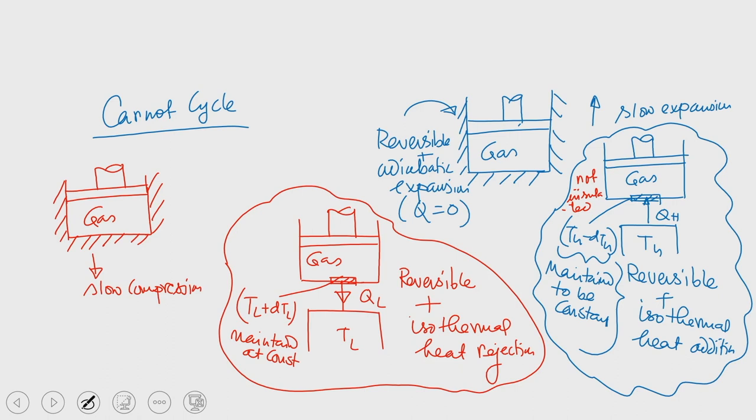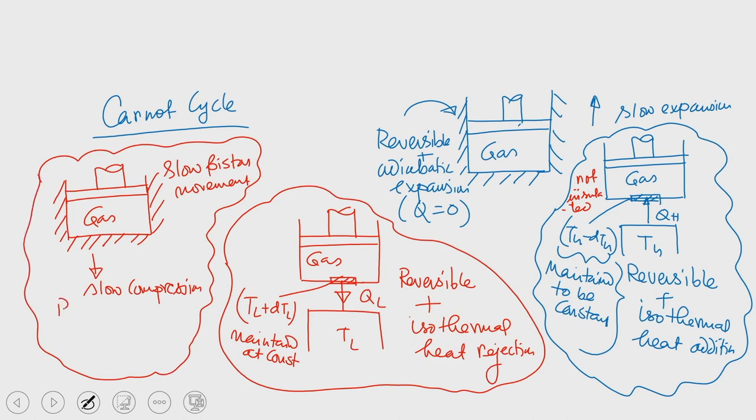The reason is simple. Suppose this is reversible isothermal heat rejection, and we reduce the temperature of the gas by taking a certain amount of heat away from the system. If we assume that the piston is moving in very slowly, again slow piston movement, then the process is again reversible.